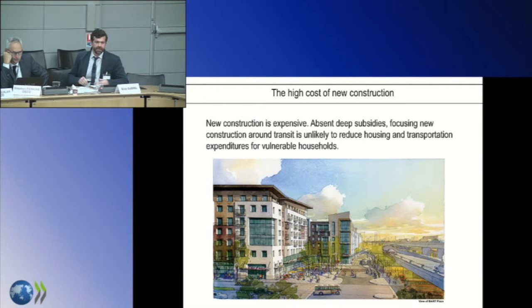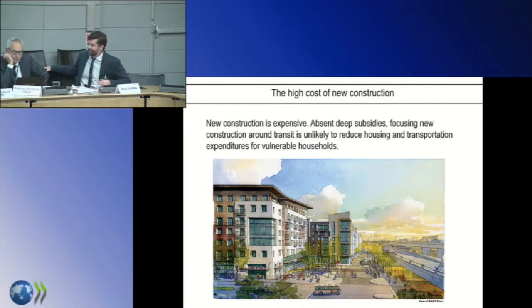One critique is that one of the focuses of the policy has been on building construction around transit stations, and new construction is really expensive. It can also be fairly time-consuming. This is an example: MacArthur Transit Village, around a BART station in Oakland. So this took about 30 years of planning.